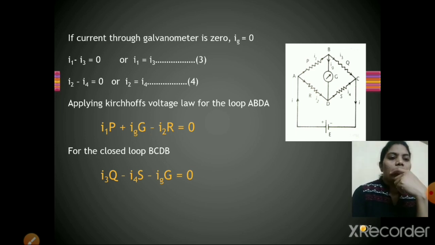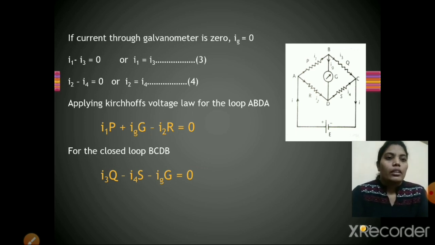Now Kirchhoff voltage law, which is also known as Kirchhoff's second law. We are using that for loop ABDA, in which you can see I1 into P as one potential difference, IG into G as one potential difference, and I2 into R as one potential difference. Now what is the loop direction? That is from A to B, B to D and D to A.